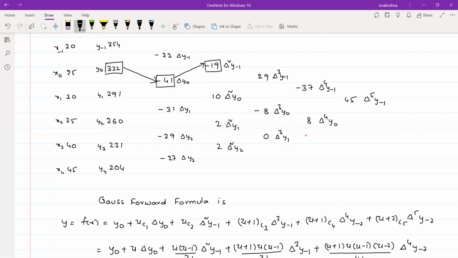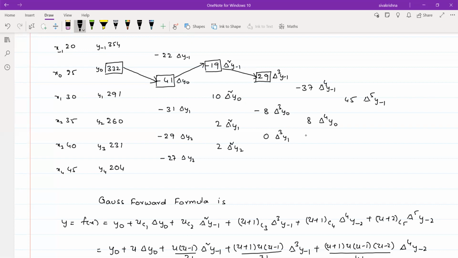Now next we have to draw an arrow towards delta cube y sub x minus 1, that is the value. Next, once again we draw an arrow from that term to this one. After delta cube, the next term we will require is delta power 4 y sub x minus 2. In the table we are not having the delta power 4 y sub x minus 2 term, so we have to leave it. And finally delta power 5 y sub x minus 2, that is also not in our table.